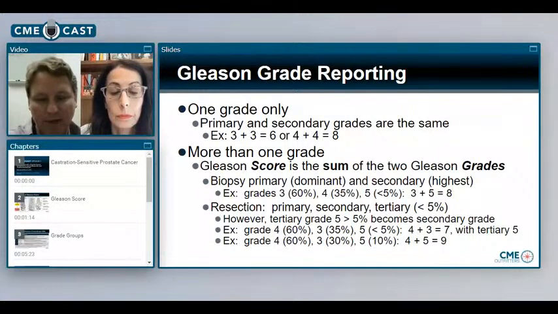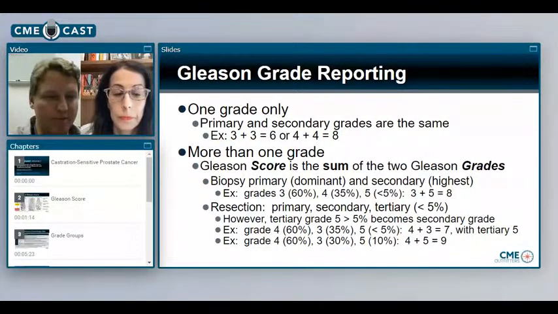Now, if this was on a resection, and say you had a dominance of pattern 4, second most common is pattern 3, but your third pattern is less than 5%, this now becomes a tertiary pattern. We would call that 4 plus 3 equals 7. Now, if that grade 5 was 10%, then that's above the cutoff to call it a tertiary pattern, and it actually goes to 4 plus 5 equals 9. So it can be a little bit subjective, especially when the pattern is getting close to those cutoffs. Is it 4% or is it 6%?